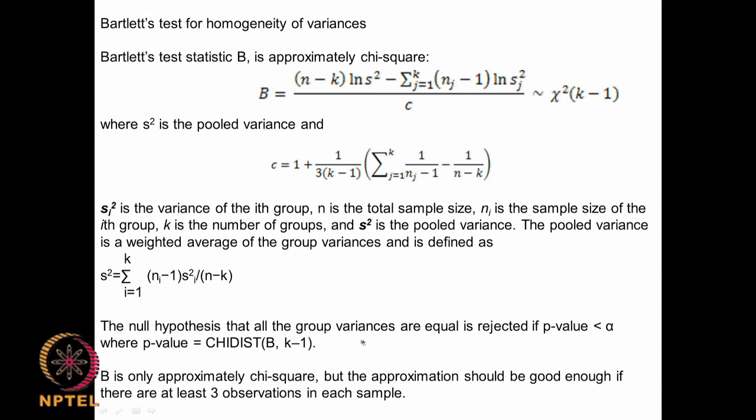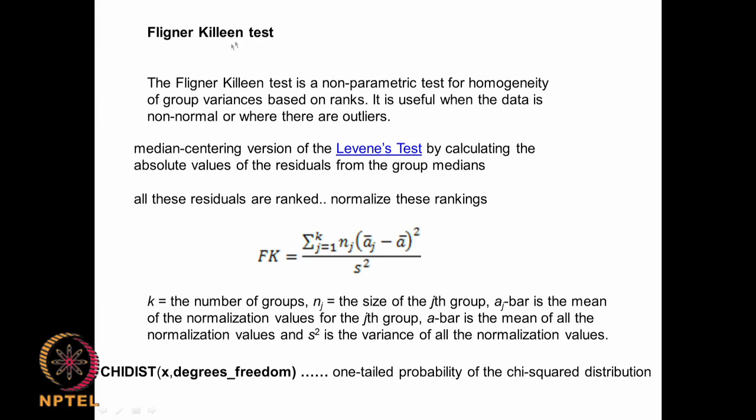So, what is the null hypothesis? That all group variances are equal. It is rejected if p value is less than alpha, okay. And your chi-square distribution will come here, k is the number of groups. So, obviously k minus 1 is your degrees of freedom, okay. So, here in the Bartlett's test, we have a statistic and then we apply chi-square distribution. In the Fligner-Killeen test, we have a statistic which makes use of residuals, then again we apply chi-square distribution.